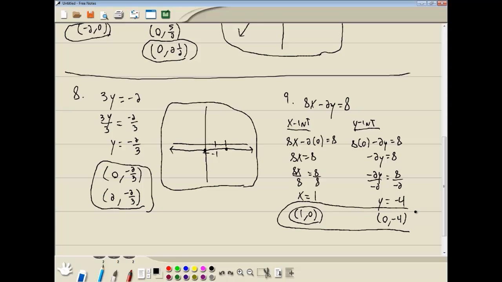Now for the x-intercept and y-intercept, those answers are unique. It's unlike plotting points where you can pick any point. You should have those same answers.